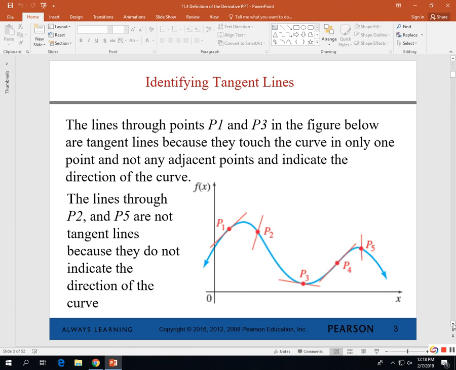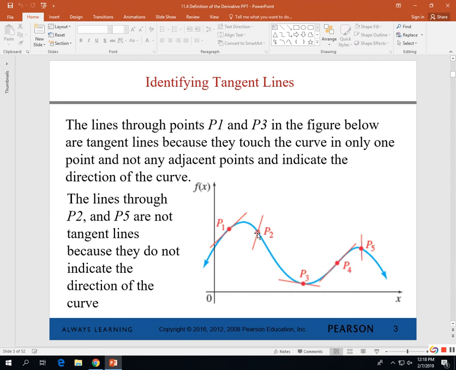So we're going to try to refine what we're talking about, a tangent line here. And this is the part that I wanted to be sure you understand and that you would have an option to ask questions while we're talking about it. So the line here at P1 is a tangent line. The line at P3 is a tangent line because they only touch this curve in one point. They touch it and move off.